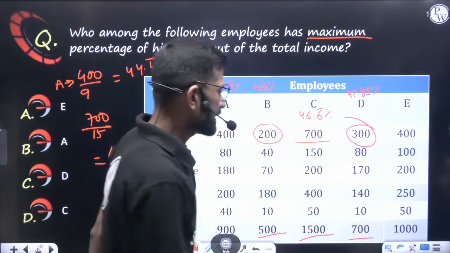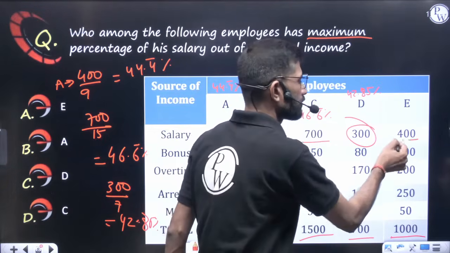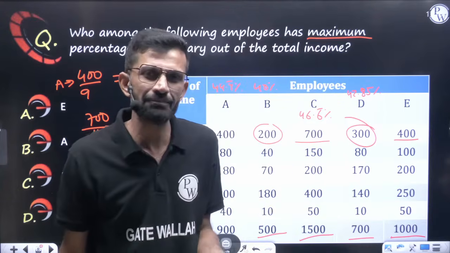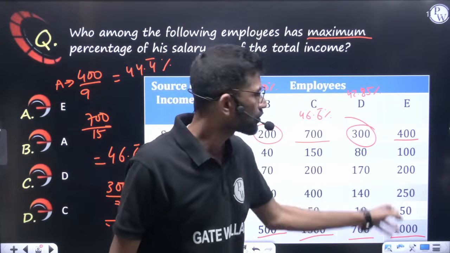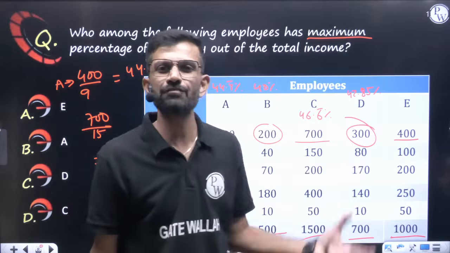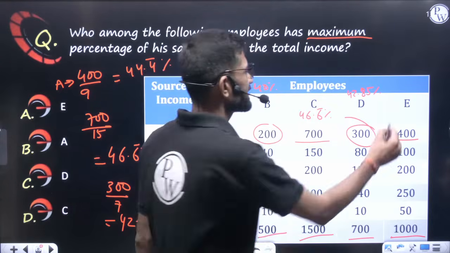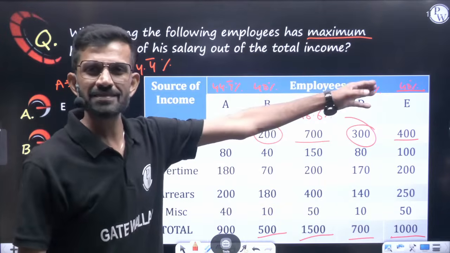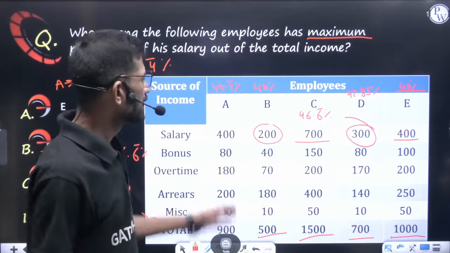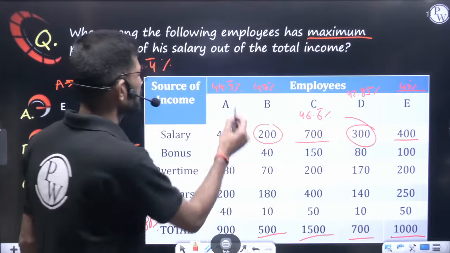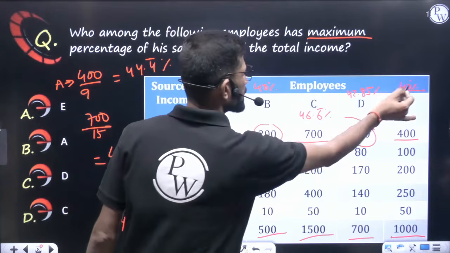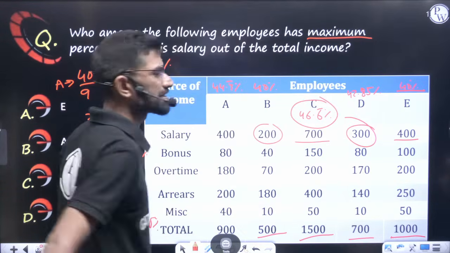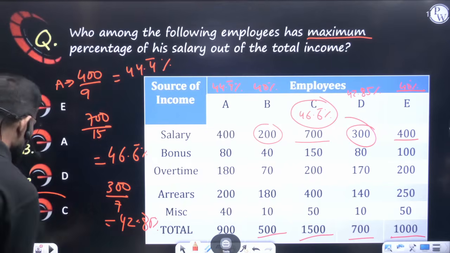If we see employee E, out of 1400 he is getting 400. If we remove this 0, and one more 0 here removed, out of 100 it will be 40. So out of 140 means 40%. His salary is 40% of the total income. Now who is getting the maximum? If you see 44, 40, 46, 42, 40. So 46.6 bar, this is the maximum. That is the case of employee C.